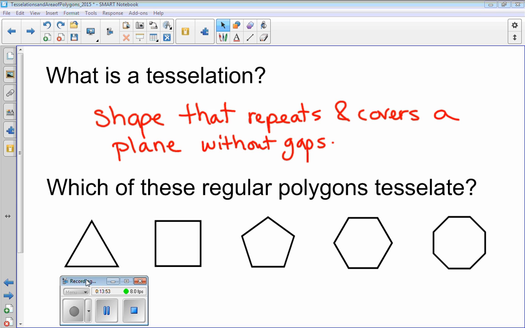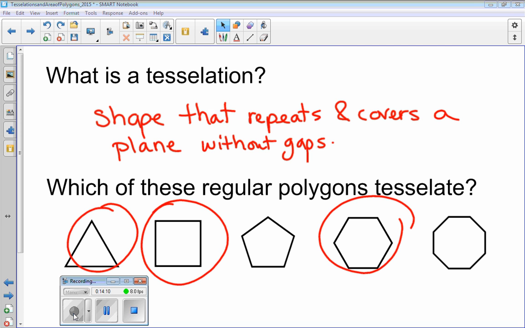Someone on each table can work on the square, someone can work on the triangle, someone can work on the pentagon, and decide which ones tessellate. I want you to come up with your ideas on your own table: which ones tessellate and which ones don't.